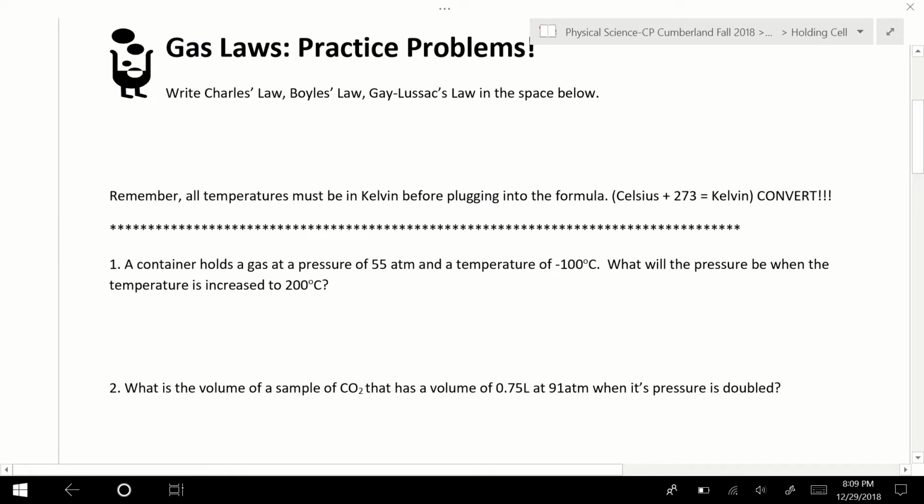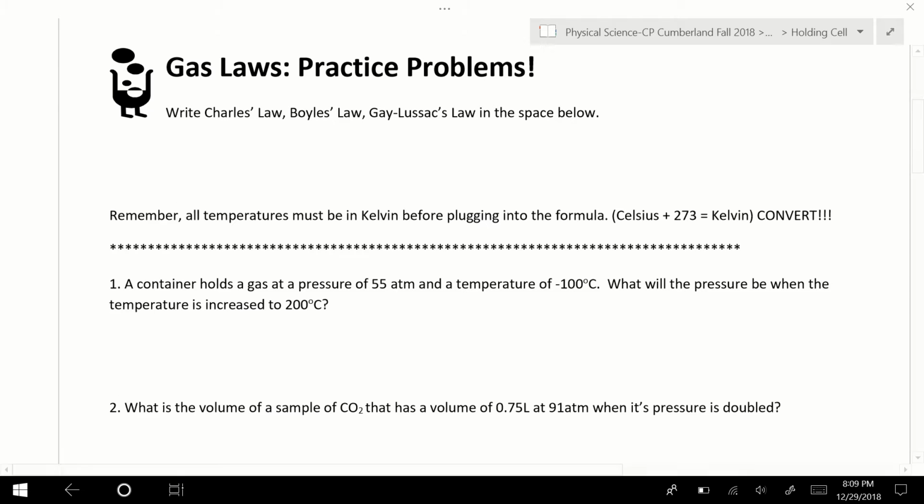Alright guys, I'm going to make a quick video for you to help you get through these gas laws practice problems. The first thing I want to do is identify the relationships between pressure, volume, and temperature.